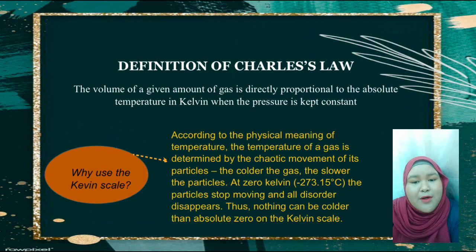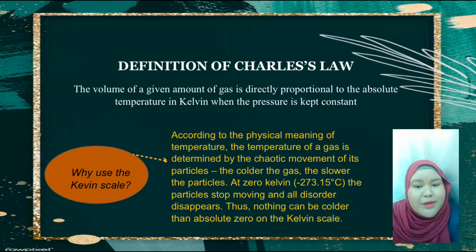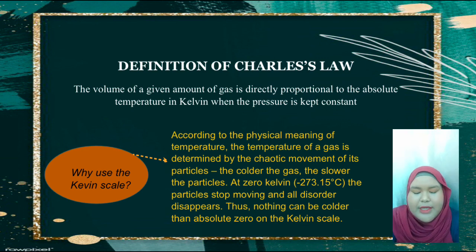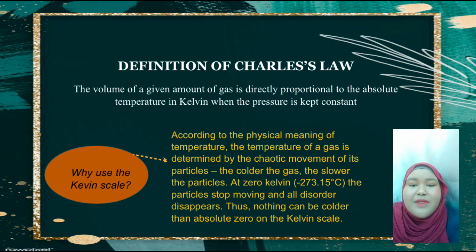First thing first, you must know about the definition of Charles's law, which is the volume of a given amount of gas is directly proportional to the absolute temperature, which is in Kelvin, when the pressure is kept constant. That means the volume of a gas is equal to a constant value multiplied by its temperature as measured in the Kelvin scale, which is 0 Kelvin equal to negative 273.15 degrees Celsius. Why do we use the Kelvin scale?